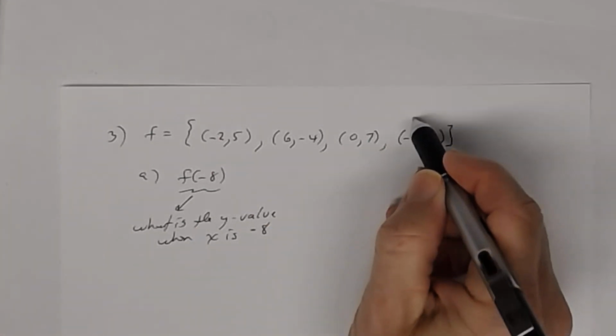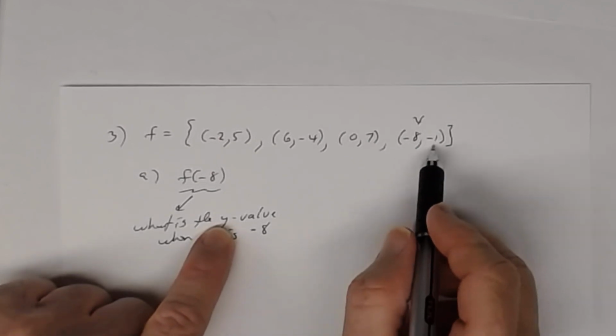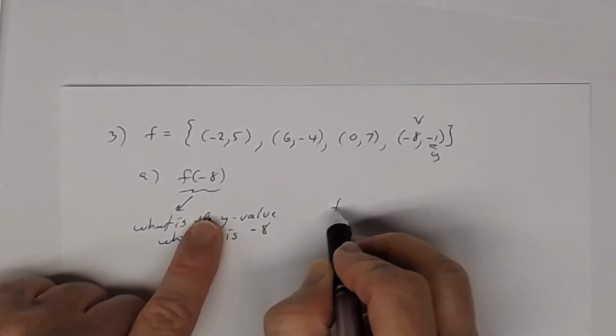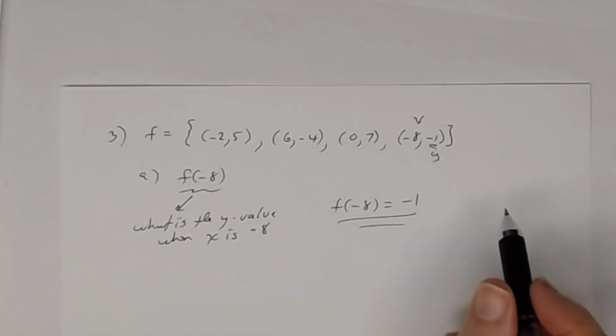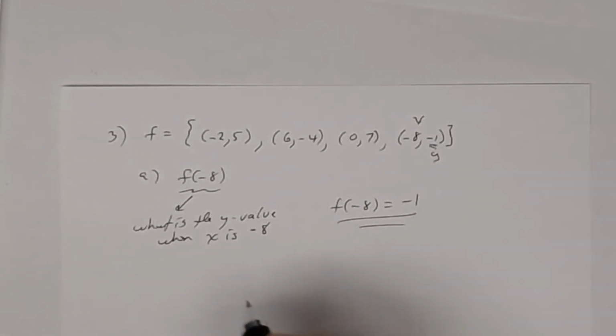So you got to look to see which ordered pair has your x being -8. So this is right here, right? That's where x is -8. And the question is, what's that y value? Well, the y value is -1. So f of -8 will equal -1. There's your answer. So it has to be that y value.